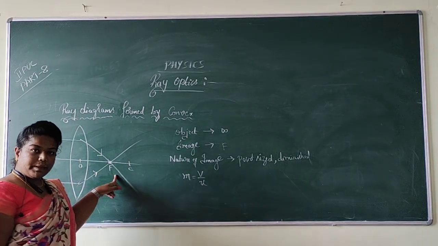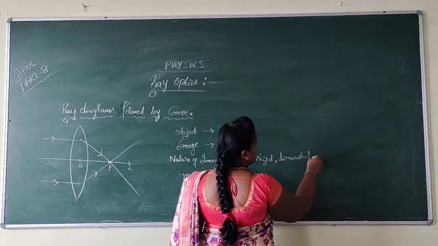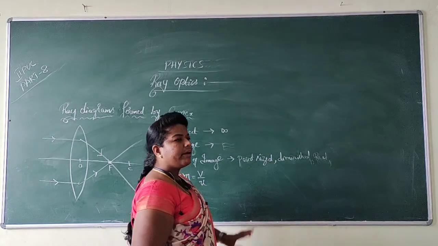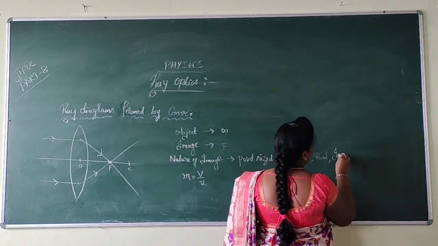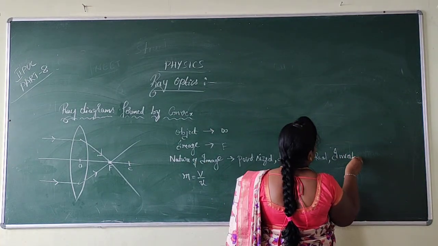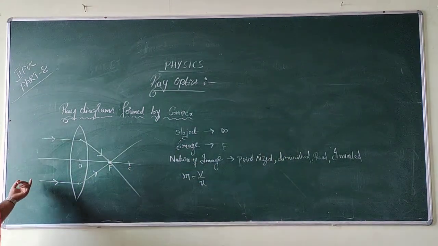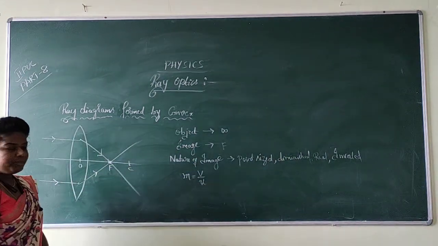If the rays meet at a point, then we can say that the formed image is real. And if real, we should write that the image is inverted. So a real, inverted, point sized image is formed by the convex lens when the object is placed at infinity.